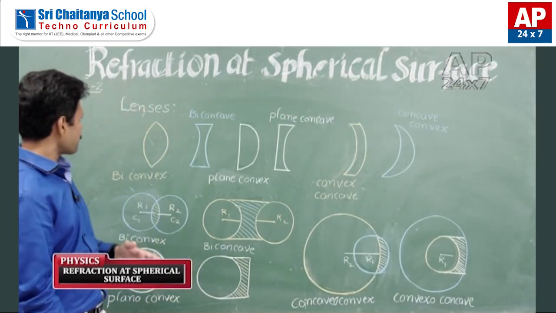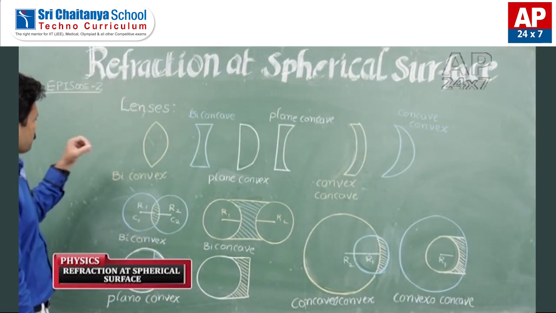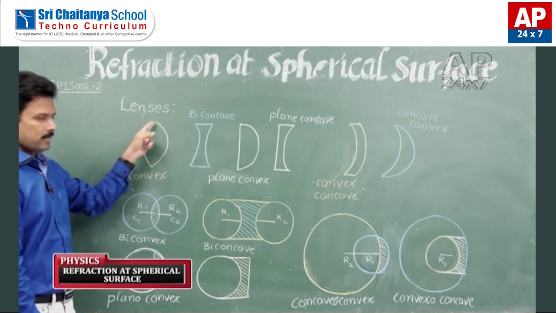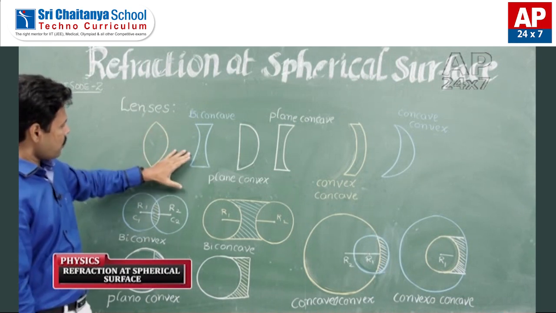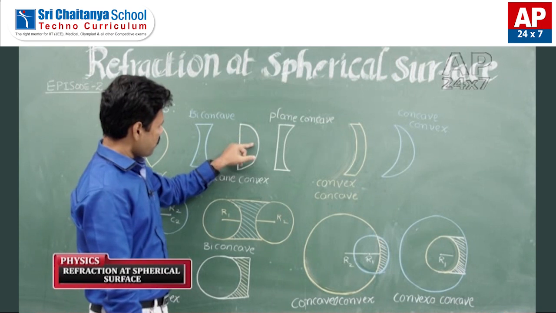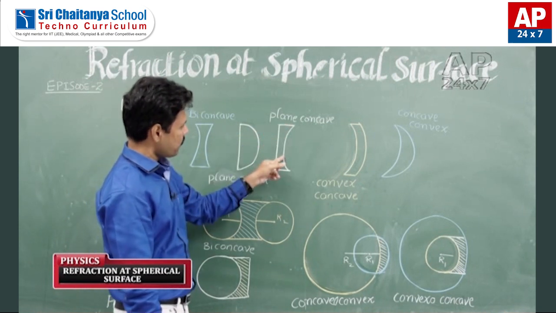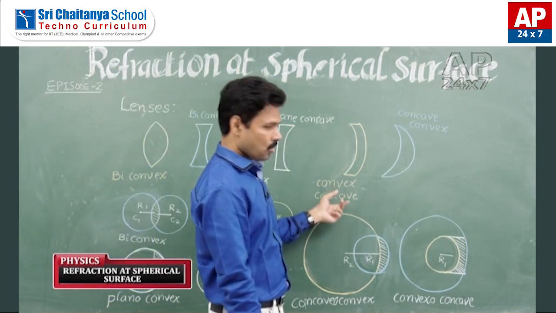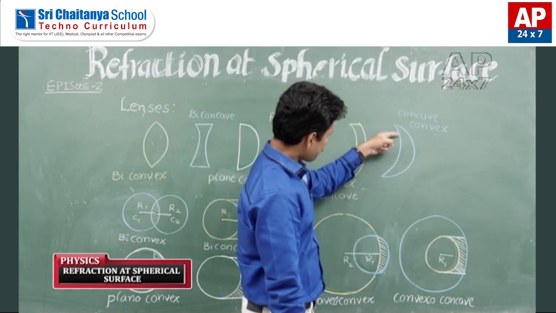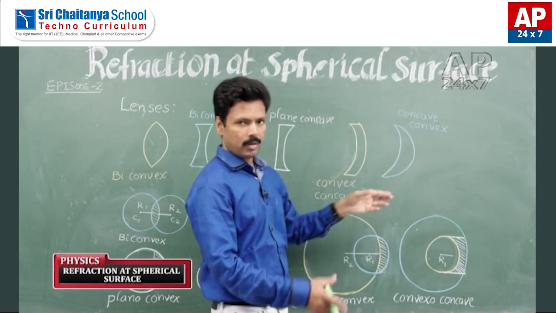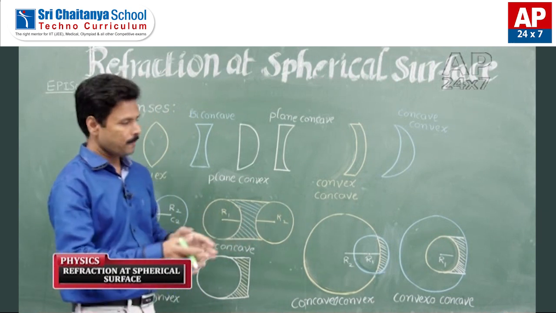Now see here, the types of lenses. This is a biconvex lens. This is biconcave, plano-convex, plano-concave, convexo-concave, concavo-convex. You have different types of lenses like this.